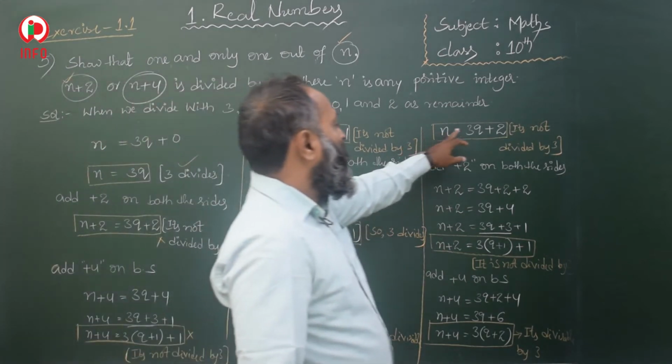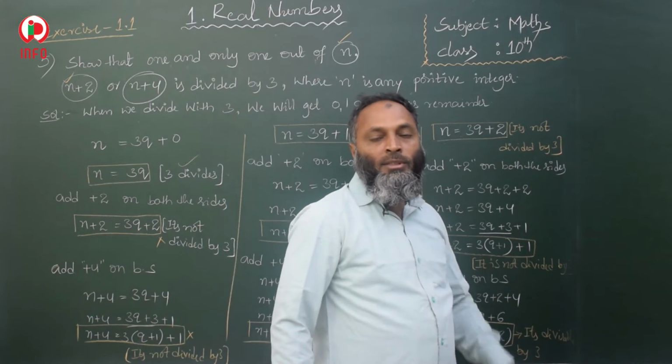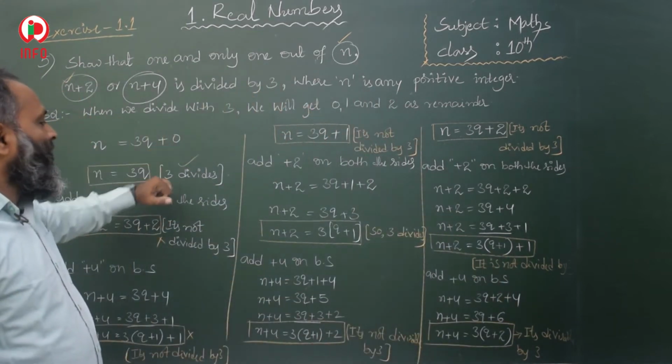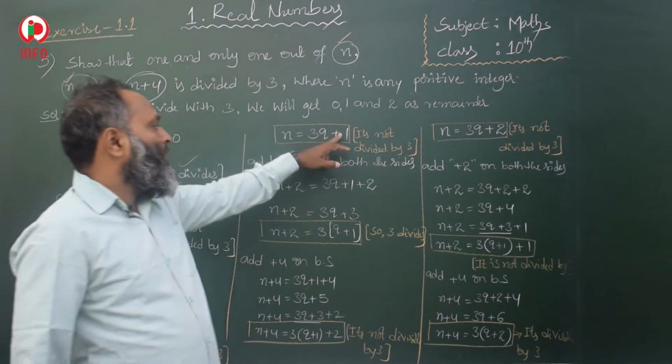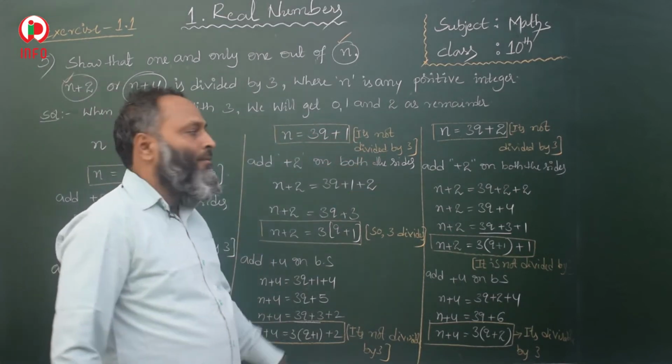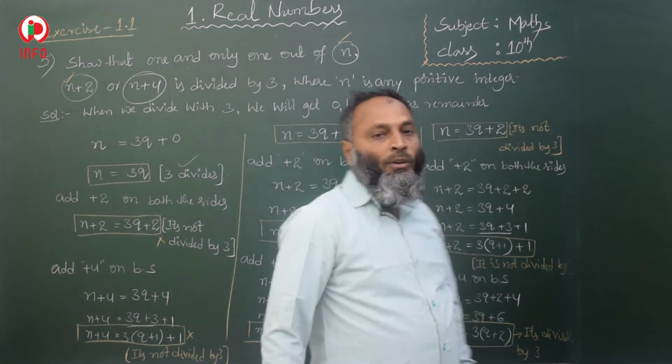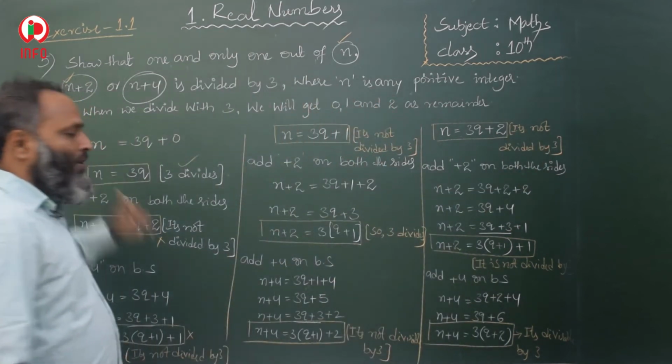When we divide by 3, the remainder is 2. These are the 3 cases. Here the remainder is 0, which means it is divisible by 3. Here the remainder is 1, which means it is not divided by 3. When the remainder is 2, it is also not divided by 3. Only the first one is divided by 3.